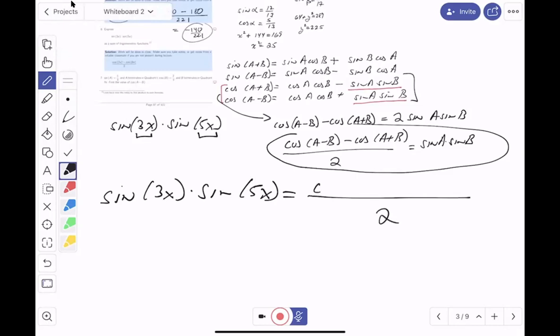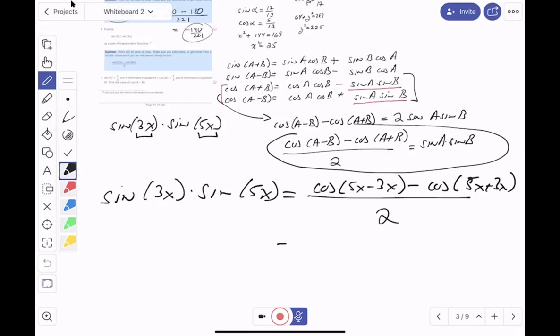2 cosine, what's a? I think it's looking at it. I'm going to say a is 5x. All right, so 5x minus 3x. I'll write that down for you. Minus cosine a plus b. 5x and 3x is 8x.